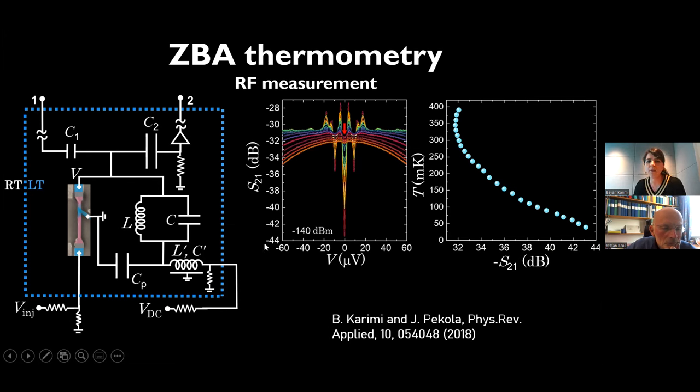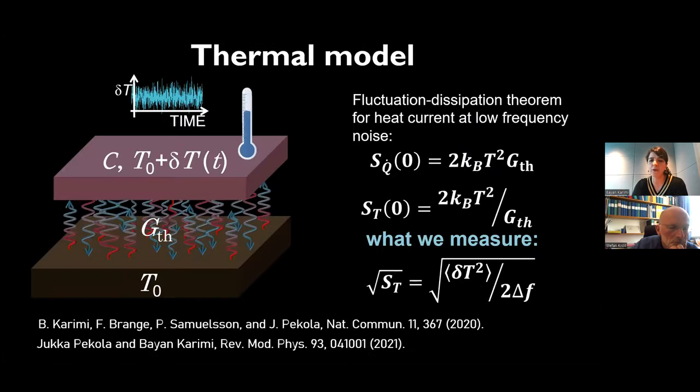Now the idea is how sensitive this detector is, for example, to the noise temperature. Let's say we have this absorber, which is coupled to the phonon bath. Based on the fluctuation dissipation theorem, the spectral density of the heat current noise is proportional to the thermal conductance, because it is coupled to the phonon bath via this energy. It is similar to the fluctuation dissipation theorem for the current, but here it is proportional to T squared, because we are talking about energy. And then if we divide this heat current noise by G thermal squared, we obtain the spectral density of the temperature at low frequency.